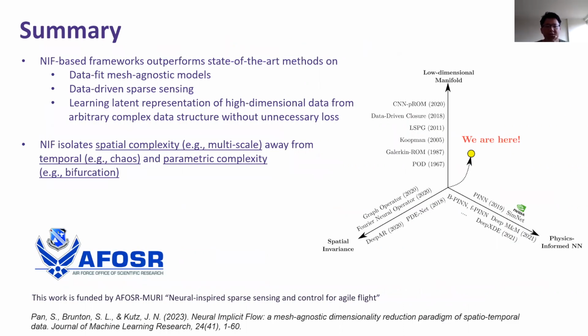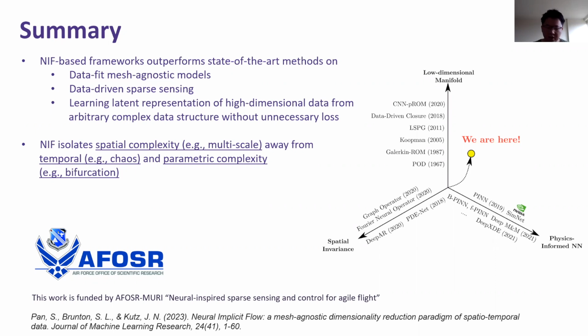That's it. As a summary, NIF-based frameworks outperform the state-of-the-art methods in terms of data fit, mesh-agnostic models, data-driven sparse sensing, and learning latent representations of high-dimensional data from arbitrary complex mesh structures without unnecessary loss. The key idea of NIF is isolating spatial complexity, basically the multi-scale, away from the temporal and parametric complexity, which is the chaos and bifurcations. We're only performing the dimensionality reduction in space.